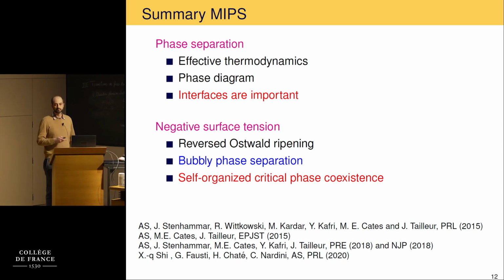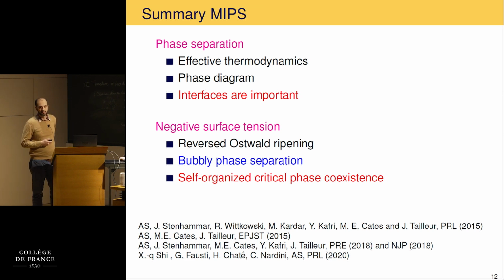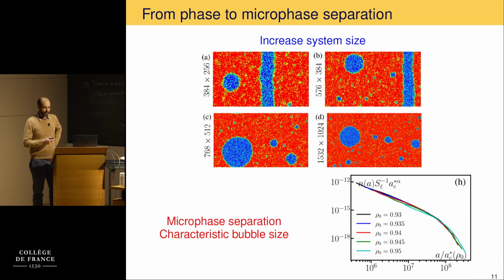So do I understand correctly that the effective thermodynamics is only a mean field theory? It is a mean field theory, yes. Because after, when you study the effect of negative surface tension, it is no longer compatible with thermodynamics. Well, it still predicts the coexisting densities. I mean, you have corrections from the Laplace pressure.